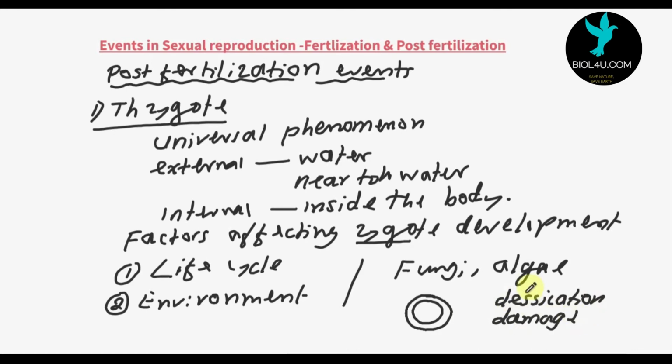The condition of the external medium is not constant, it alters continuously, and during this alteration of the external temperature or medium, the egg or the zygote may be damaged. So this outer covering protects the zygote from damage due to the external environment, and from excess loss of water, that is desiccation or dehydration.